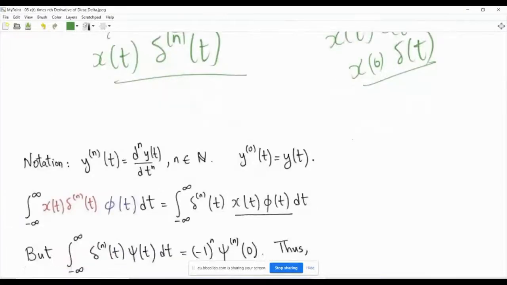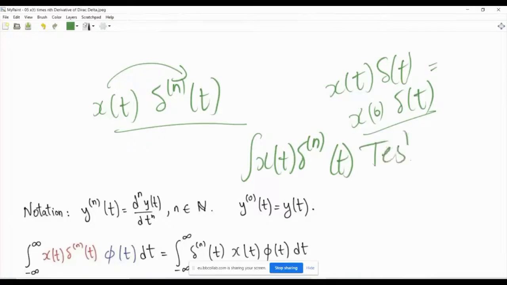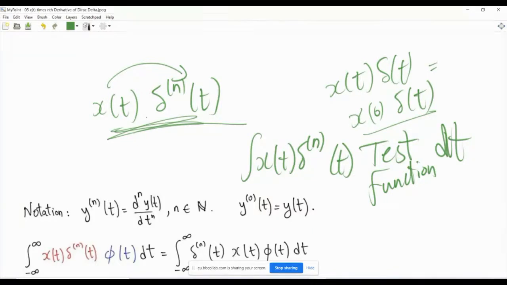And again, to understand it, we will do our trick, which is take x of t multiplied by this guy, multiplied by a test function, integrate dt, and simply play with it, simplify it, pretending that you can apply ordinary calculus, and then you will see the impact of x of t. And in our case here, we will get a more complicated expression for the product of x of t multiplied by the nth derivative.